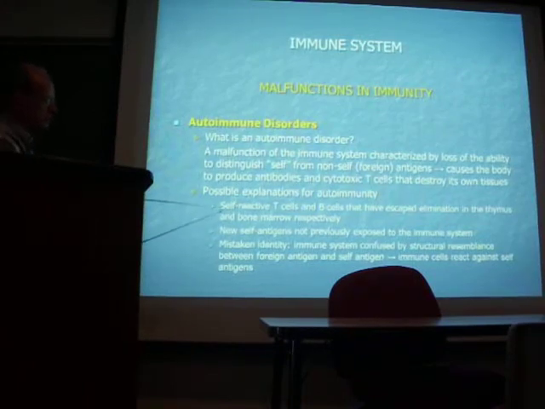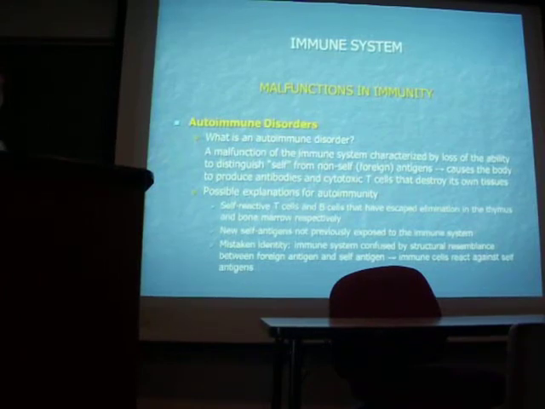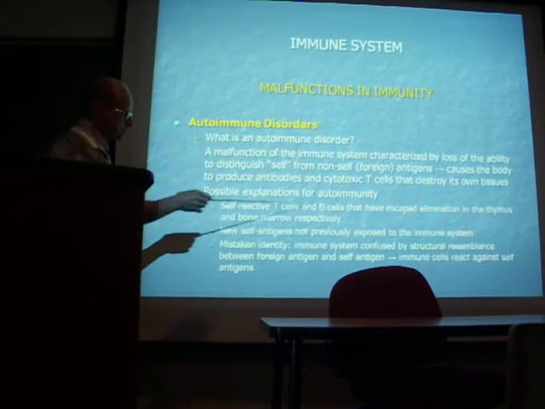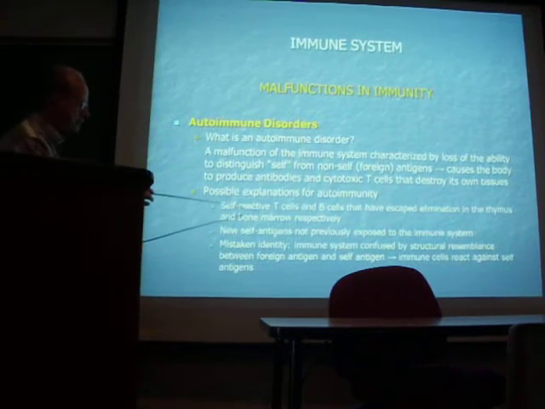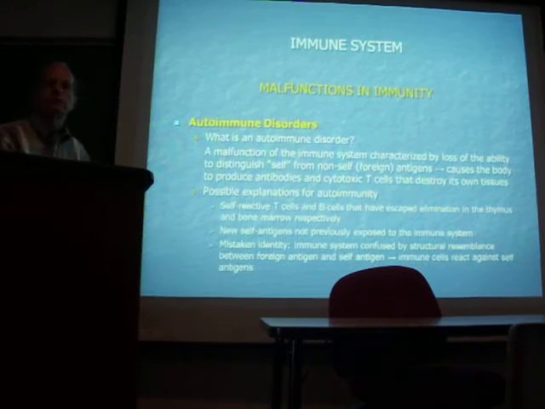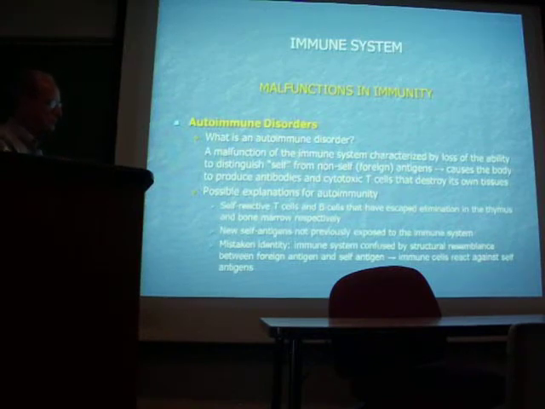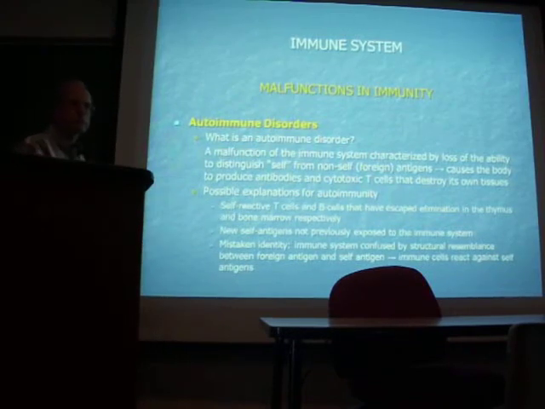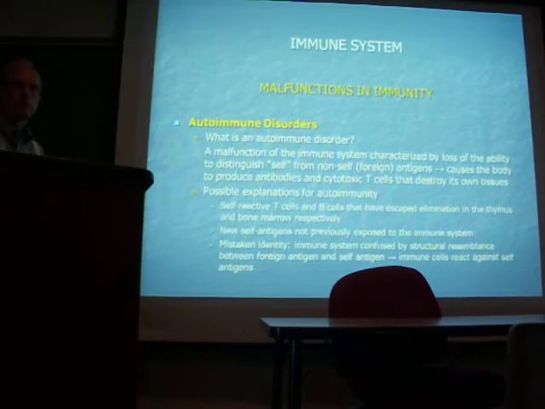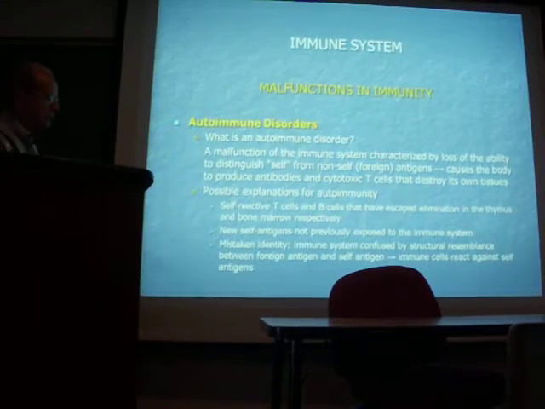One is that some self-reactive T cells and B cells have escaped elimination in the thymus. Well, actually I shouldn't say B cells because it's T cells in the thymus, but some of those T cells, for example, slip by in that thymus testing. And some of the B cells in the bone marrow slipped out of the immunocompetency testing, and they're now attacking normal cells.